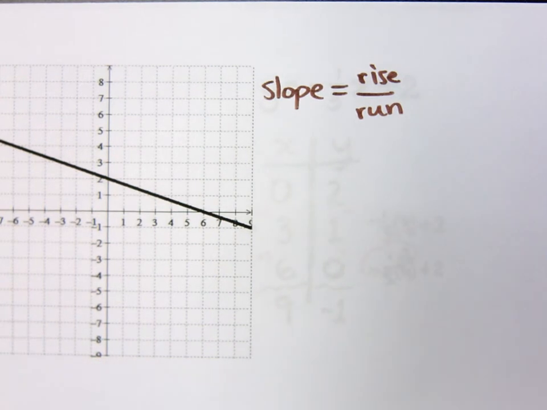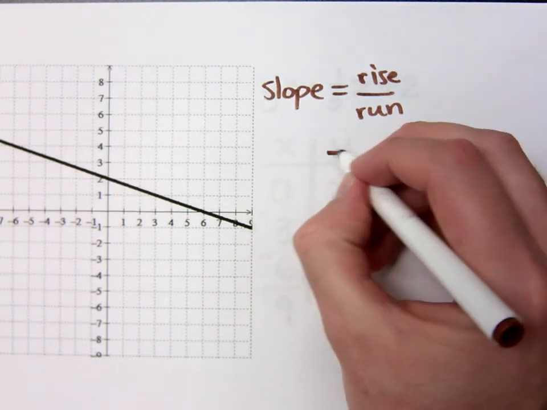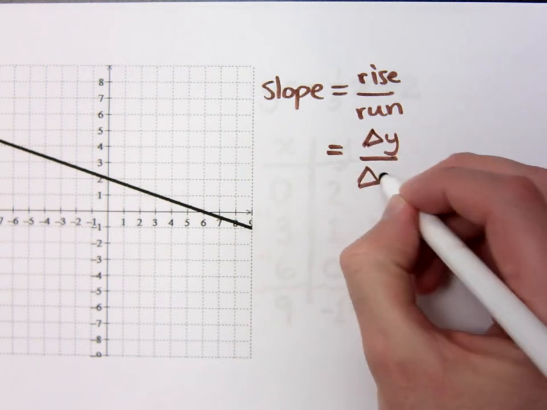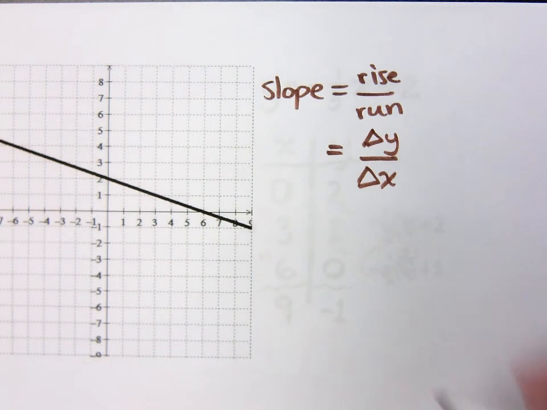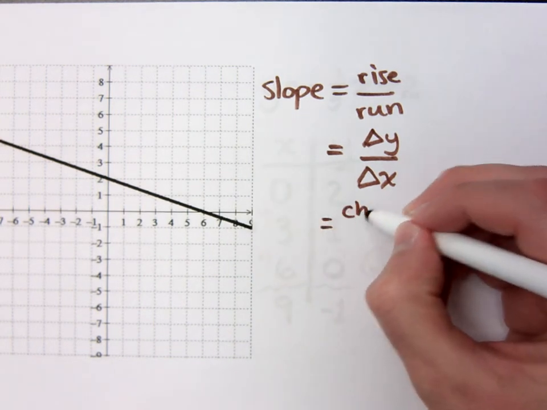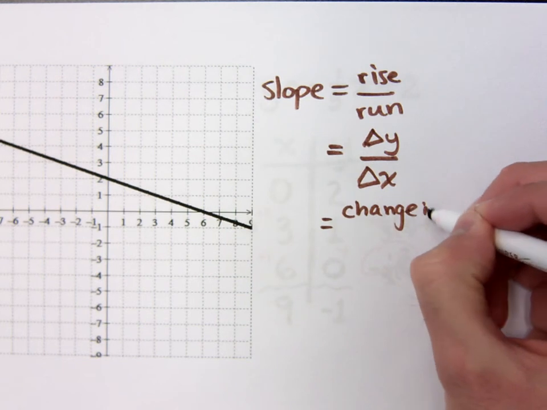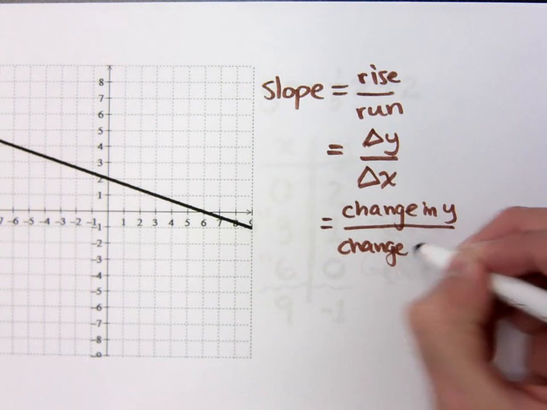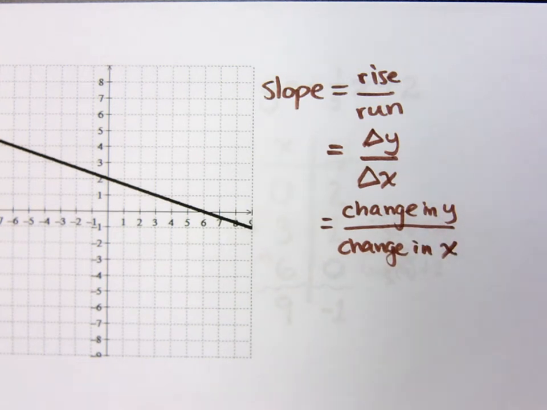Rise over run. A lot of times with rise over run, we talk about this with delta y over delta x, the change in y over the change in x. So we're literally going to say the change in y over the change in x. That's what slope means. When you take something like calculus, you get to look at slope in a much more precise way, and it's actually pretty stinking awesome.